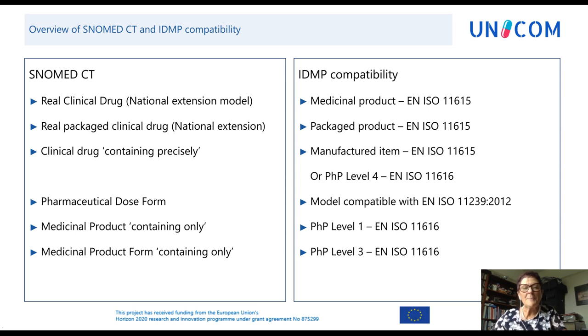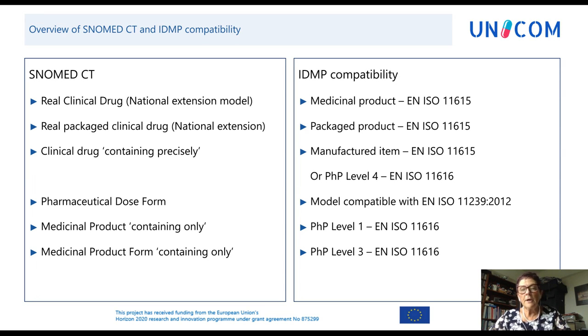So, not a diagram, but within SNOMED CT, we have the item real clinical drug that's in the national extension model, and this relates across to the medicinal product in EN ISO 11615. Then on the left, we have the real packaged clinical drug, again in the national extension, which relates to the package model identified in 11615. The clinical drug containing precisely links across to 11615 or the PHP level 4 in 11616.